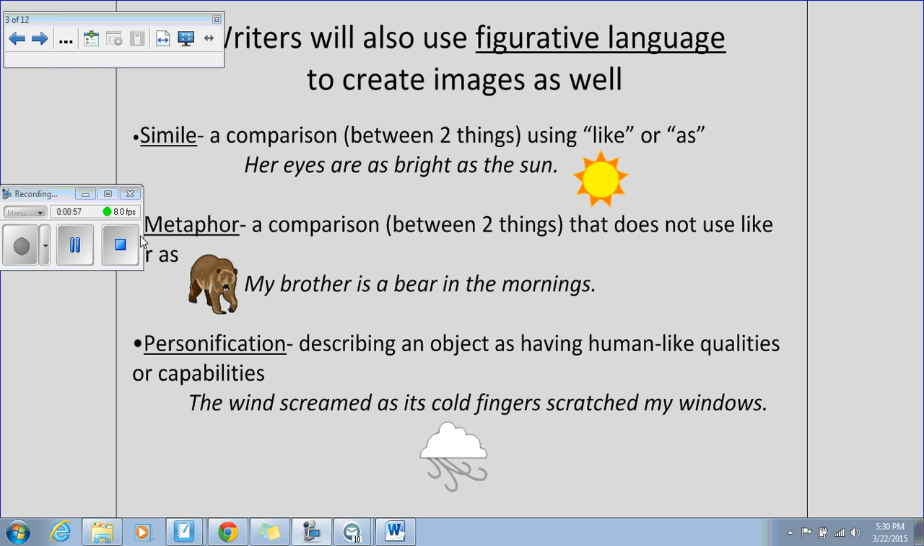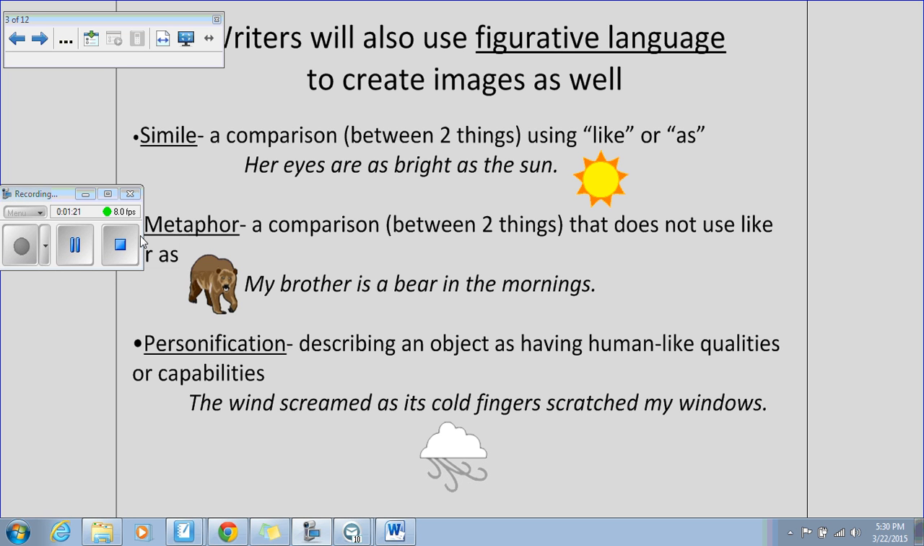Writers will also use figurative language to create images as well. One type of figurative language is a simile. A simile is a comparison between two things using like or as. Her eyes are as bright as the sun. In this example, the author is comparing her eyes to the sun by using the word as.